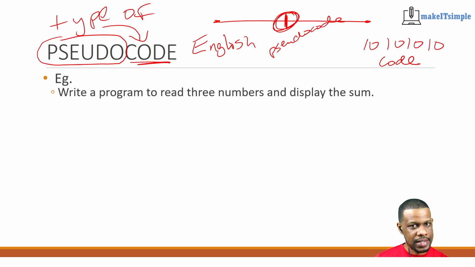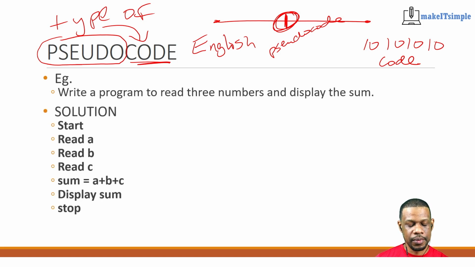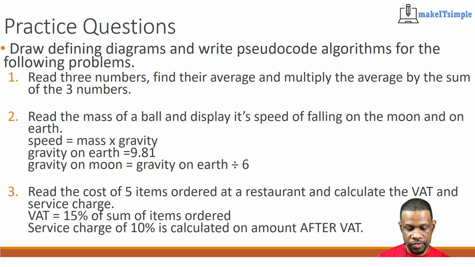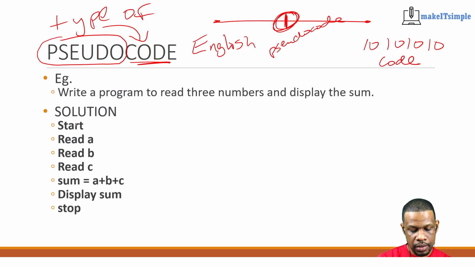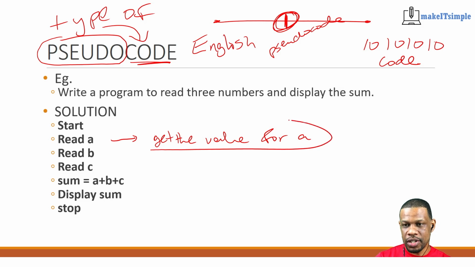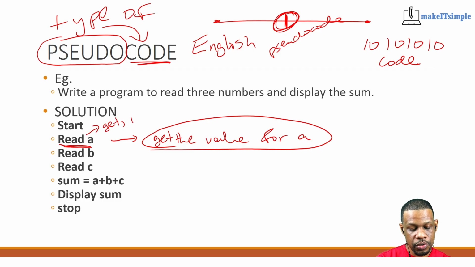In order for the computer to understand this, you are basically going to give instructions using the same pseudocode terms that we said. So notice, if you were writing narrative, you would have said get the value for A. This is narrative. A computer won't understand that. All the computer wants to hear is read A. Now, instead of using read, you could also use the word get. You could also use the word input.